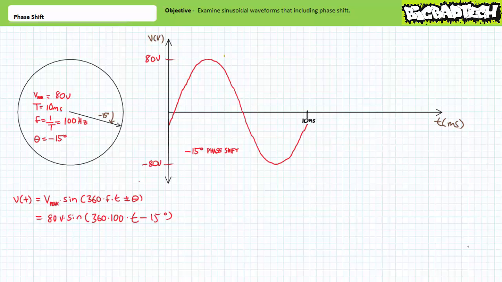Let's now examine the consequences of negative phase shift. If a positive phase shift is to be likened to showing up ahead of time, a negative phase shift is quite obviously the opposite, being consistently late and behind the times.